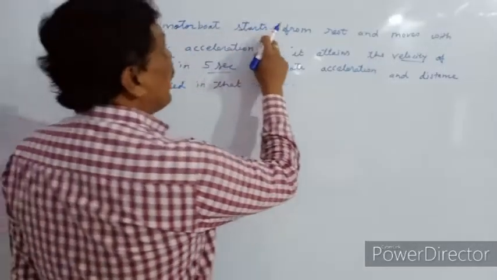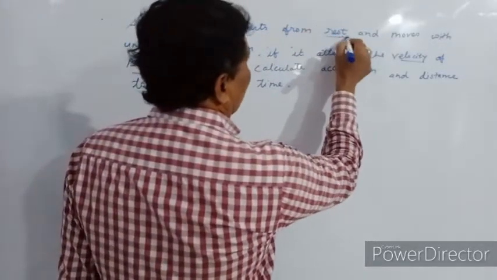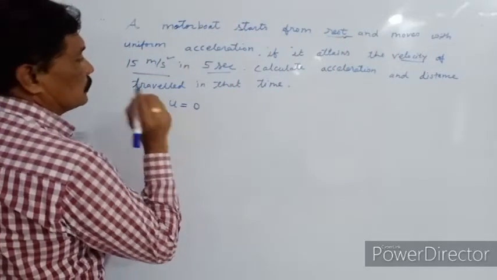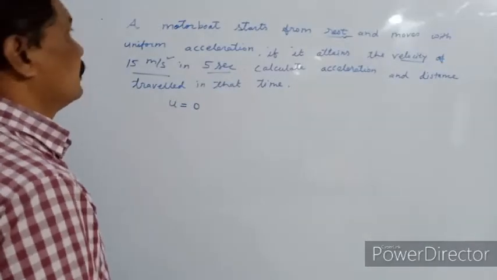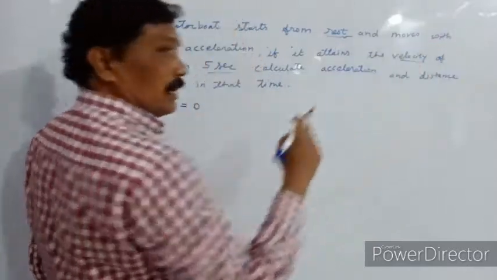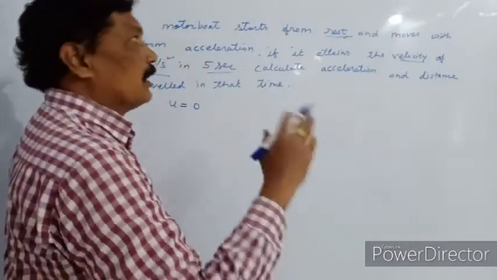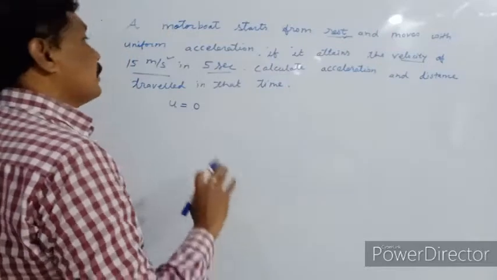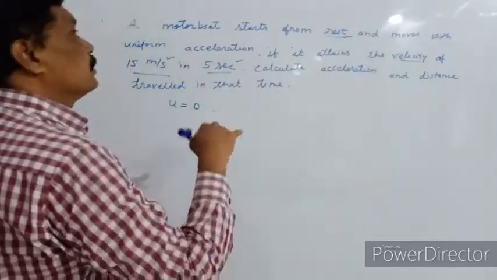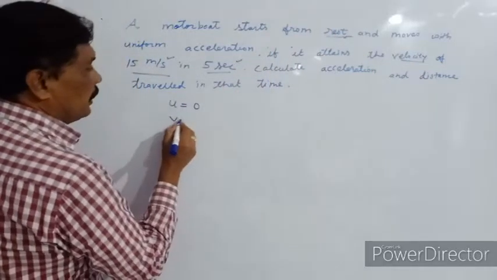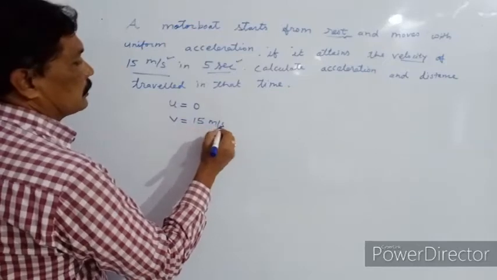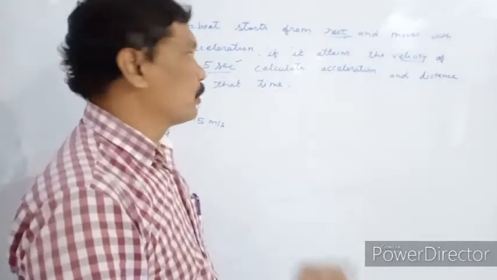A motorboat starts from rest, so the initial velocity u is equal to 0, and after some time it attains a velocity. After 5 seconds it attains the velocity. So the final velocity, that is v, is equal to 15 meter per second, as is clearly given in our book.